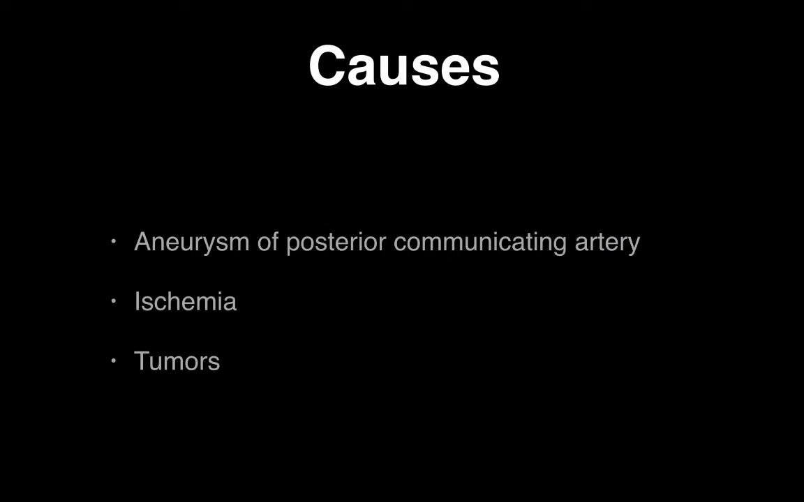Now, one cause is an aneurysm of the posterior communicating artery, and you can see the diplopia in either cases of rupture or even in non-ruptured states. This can also be caused by tumors compressing the 3rd nerve or ischemia. This is most commonly due to hypertension or diabetes.